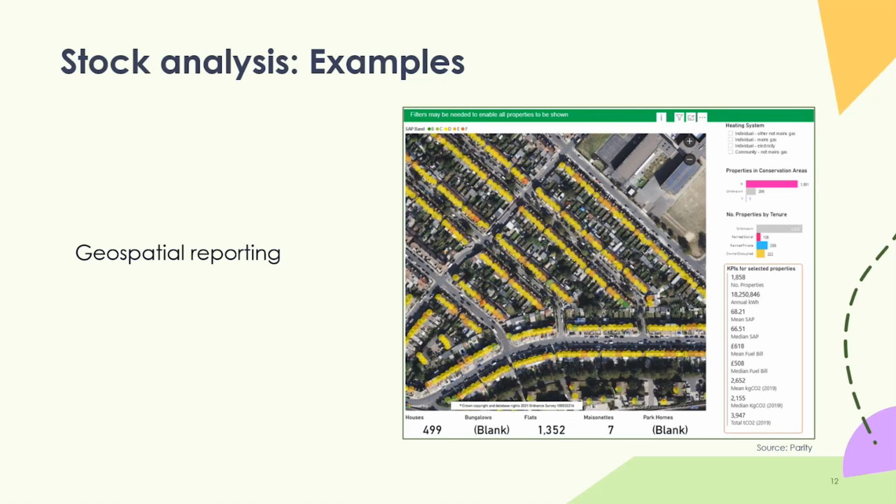This is actually quite a useful one to look at. This is a geospatial reporting element of Parity, which shows roughly which homes have different EPC ratings. It's quite small to see, but you can also look at what particular portfolios of properties, in terms of archetypes as well, are geospatially positioned. So it's worth having a look at how you can map the data to help you better visualize it and see if you can identify clusters.